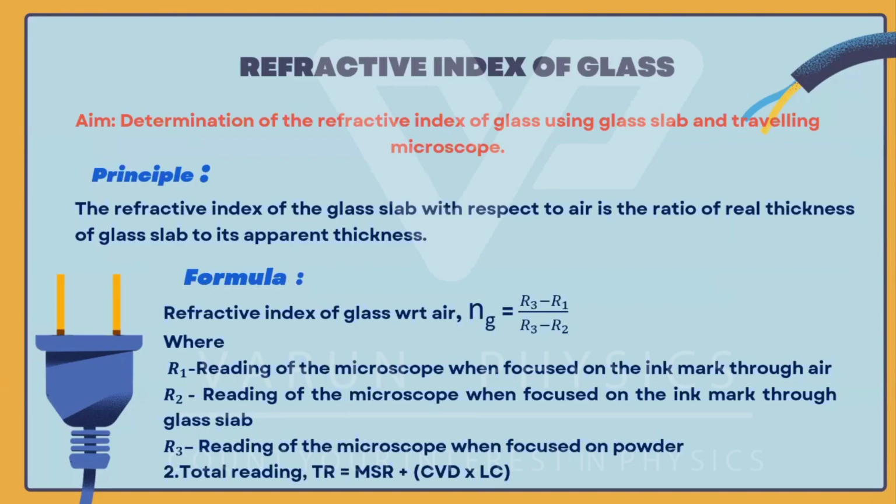That is the reason, to measure the distance, we use R3 minus R1, which gives the real depth, and R3 minus R2, which gives the apparent depth. And since a vernier calipers is mounted on this traveling microscope, the distances R1, R2 and R3 are calculated using the formula TR is equal to MSR plus CVD into LC.